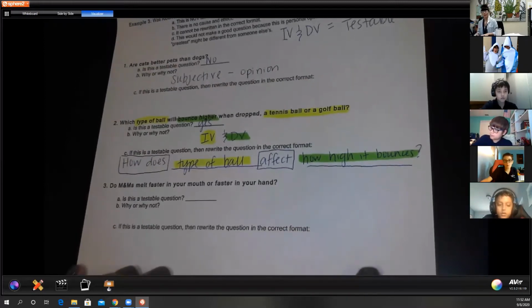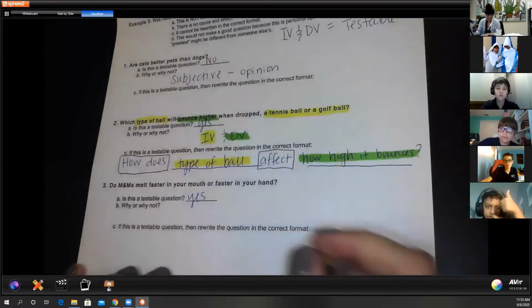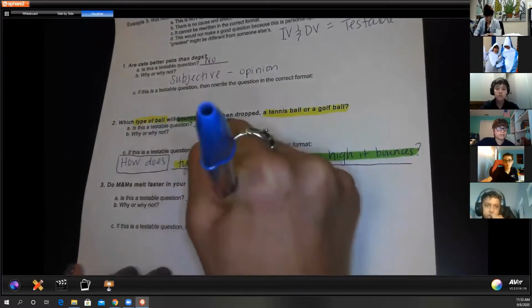Do M&Ms melt faster in your mouth or faster in your hand? Thumbs up if that's testable, thumbs down if it's not testable. Can I do an experiment? Does it have an IV and a DV? Everybody at home, I want your answers. Thumbs up if it's testable, thumbs down if it's not. This one it is testable, and it's testable because it has an IV and a DV.